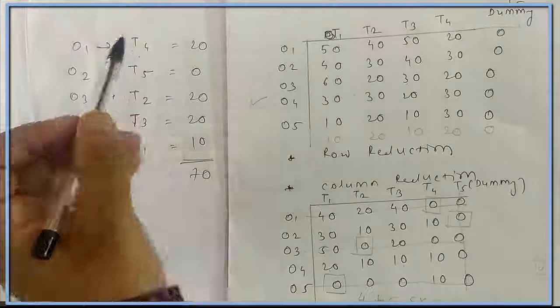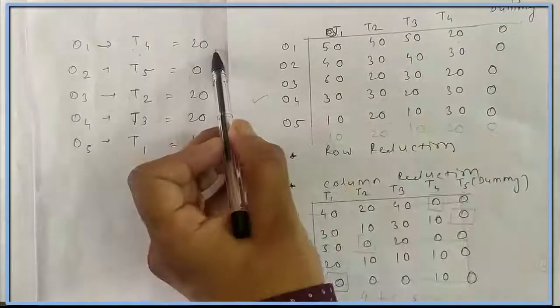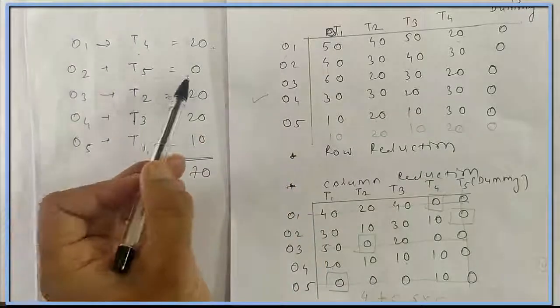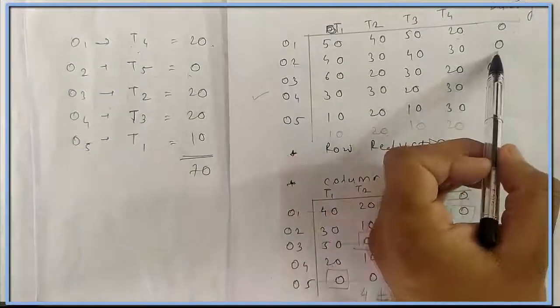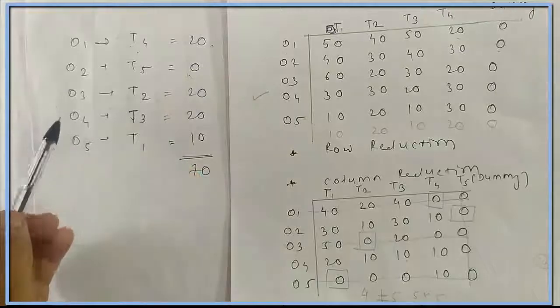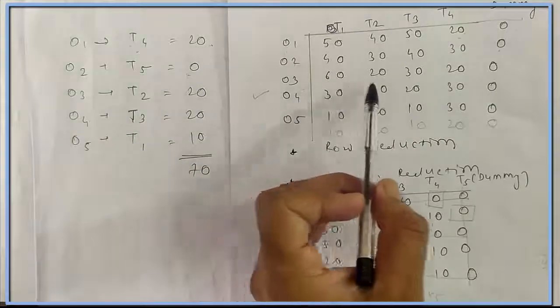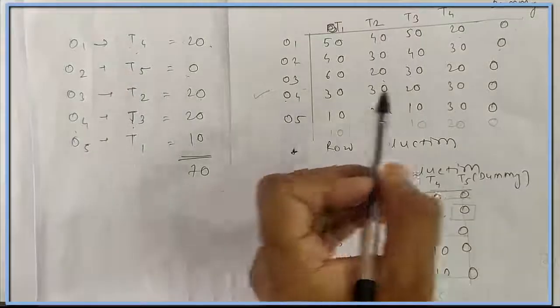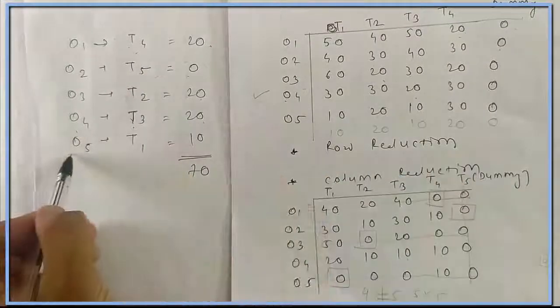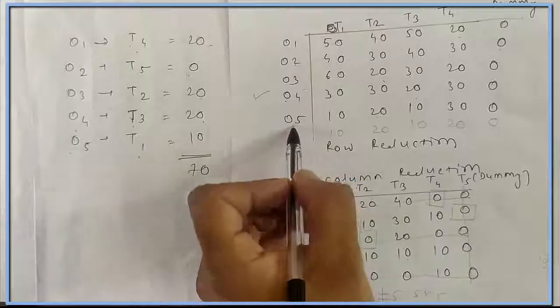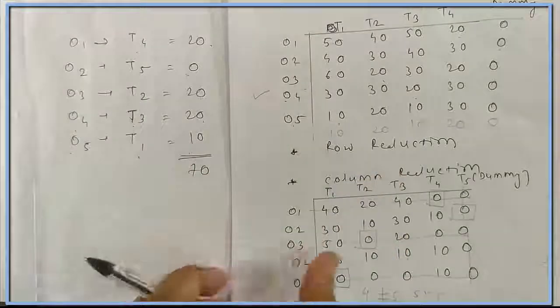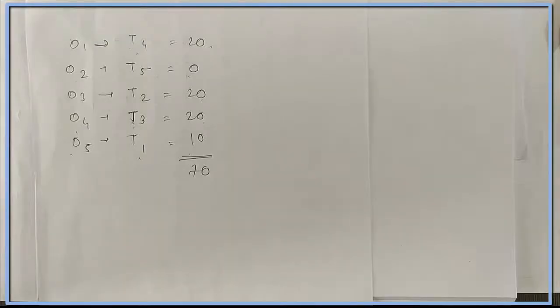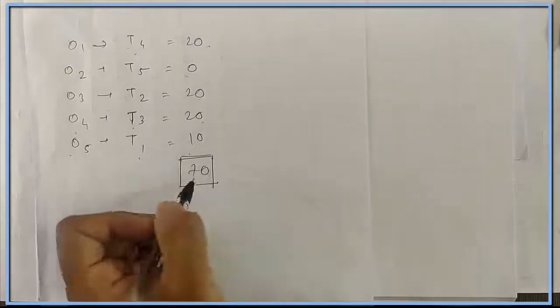O1 T4 value is 20. We have written here 20. O2 T5 value is equal to 0. We have written 0. O3 T2 value is equal to 20. O4 T3 value is equal to 20. O5 T1 value is equal to 10. Our total summation is 70. Therefore, this is the final answer of this assignment problem.